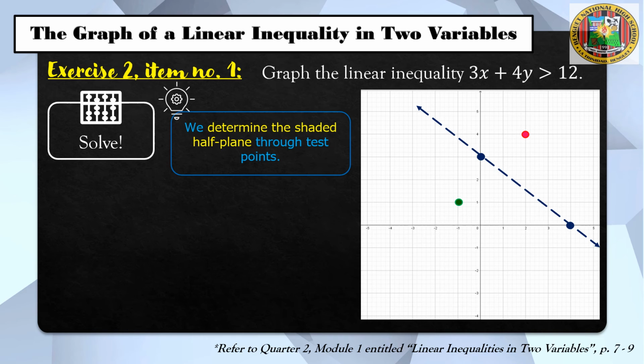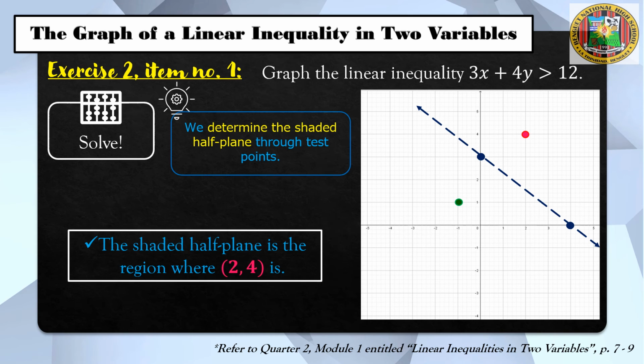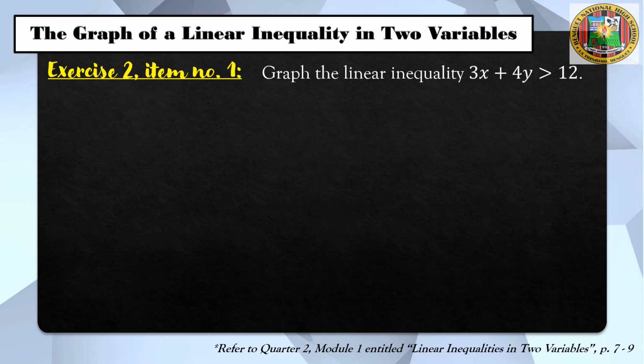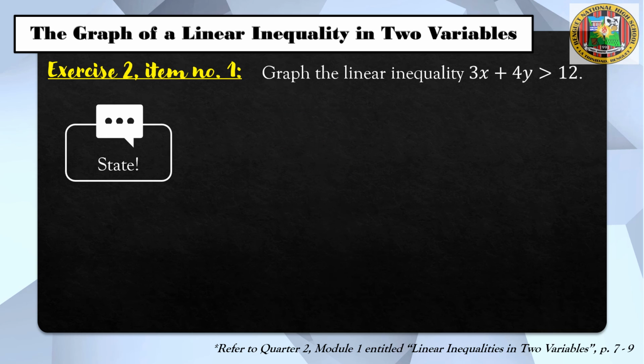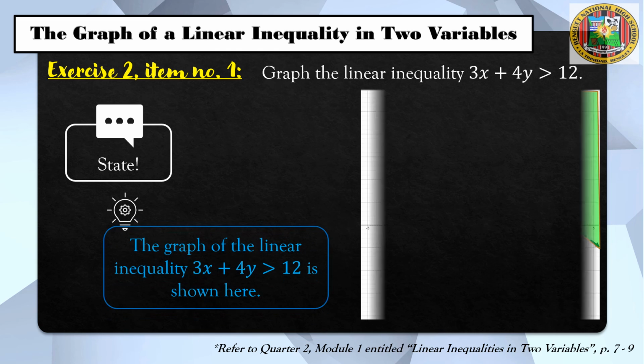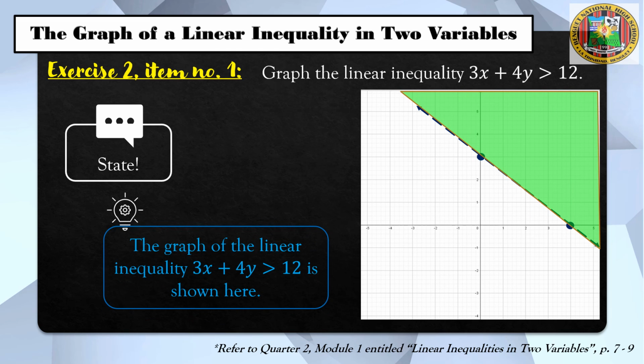From what we solved, we saw that (2, 4) is a solution of the inequality, while (-1, 1) is not. Therefore, we shade the half plane where (2, 4) is to describe the solution set of the inequality. Let us state the conclusion of our problem. The following graph is the graph of the linear inequality 3x + 4y > 12.